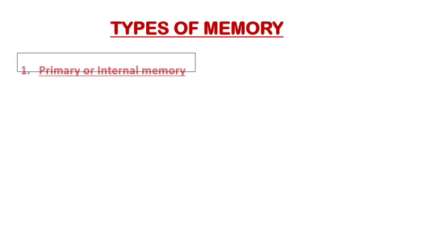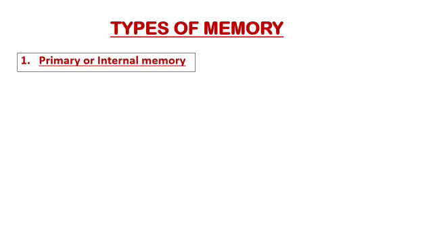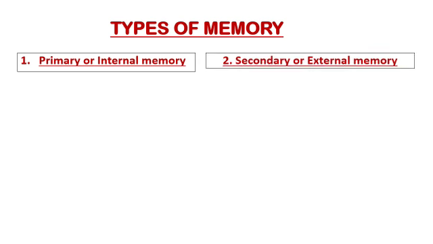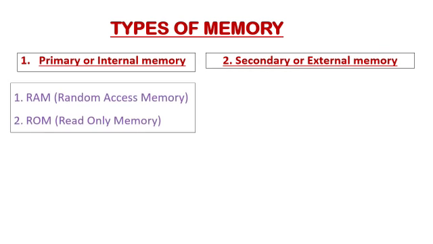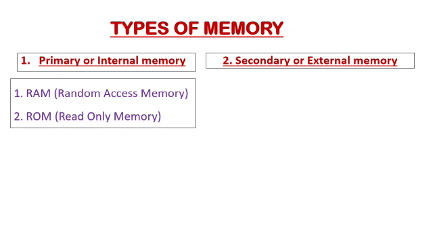Now there are different types of memory devices. First is primary or internal memory and second is secondary or external memory. Under primary memory we have RAM, which is random access memory, and ROM, which is read only memory. Note that both these primary memories are inbuilt in the computer's CPU, which is the central processing unit.